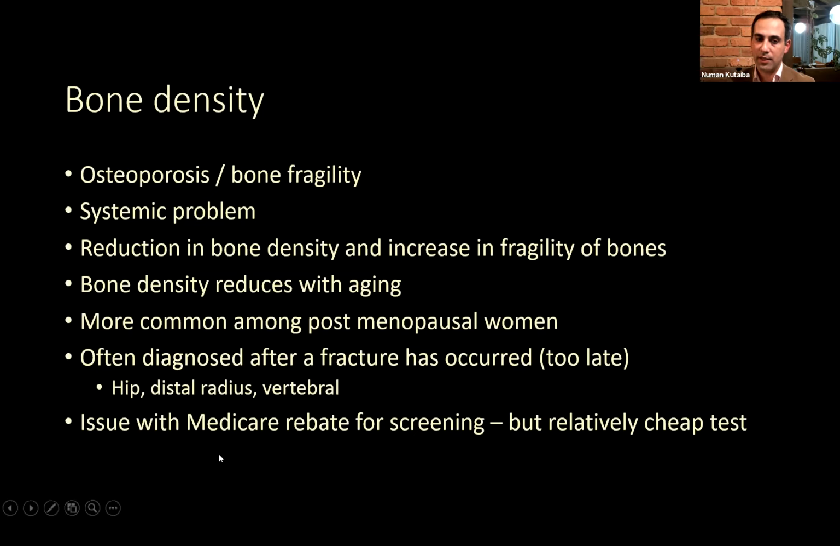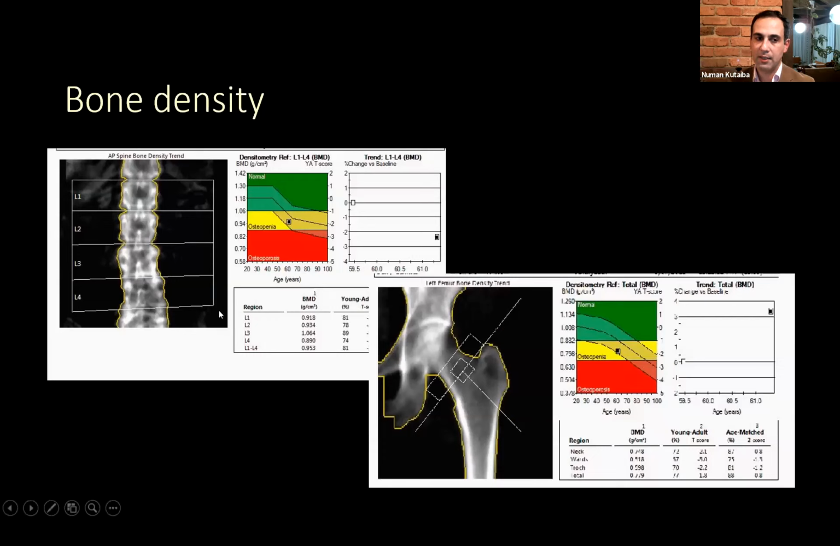Unfortunately, in Australia, the Medicare rebate to screen for osteoporosis using a DEXA scan is not available until later in age, until 70. So before that, ideally, patients will get a DEXA scan done. It's a relatively cheap test, under 100 Australian dollars. So in my opinion, GPs should be offering it to almost all postmenopausal women, as well as anyone above the age of 50. This is what you get. You get a bone mineral density assessment of the spine and the femoral neck. It can prevent some serious complications such as distal radial fractures, vertebral fractures, and importantly, hip fractures.